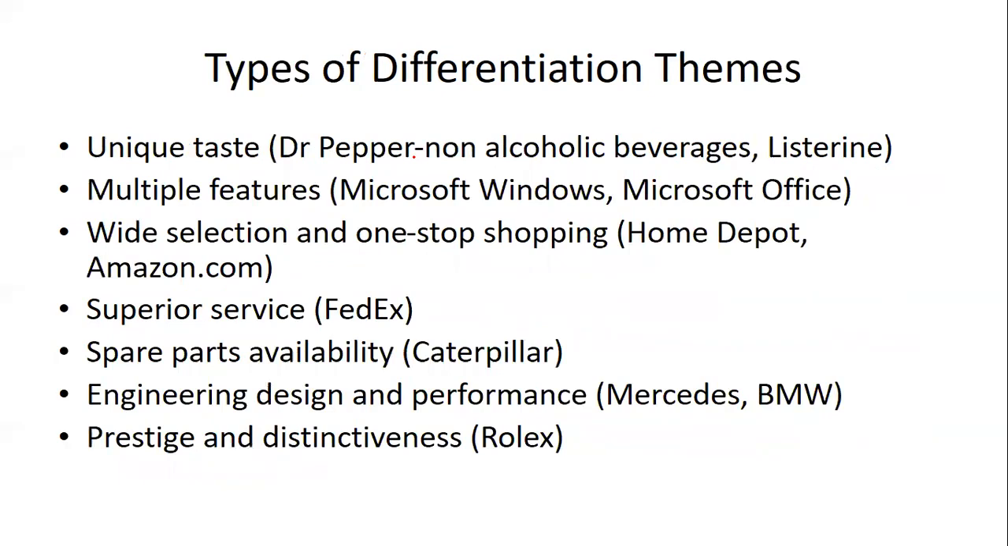So, types of differentiation themes. For example, unique taste. Multiple features, that is Microsoft, Microsoft Office is an example. Wide selection and one-stop shopping, Amazon is an example. Superior service, FedEx is an example. Spare parts availability, Caterpillar is an example. Engineering, design and performance, BMW and Mercedes are examples. Prestige and distinctiveness, Rolex. So these are the different themes where you can find consumers with different preferences.